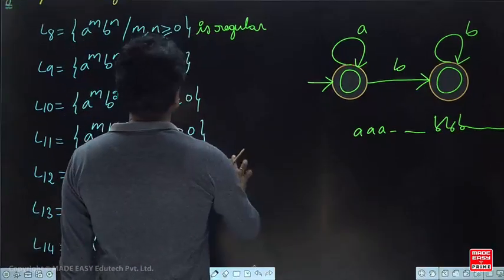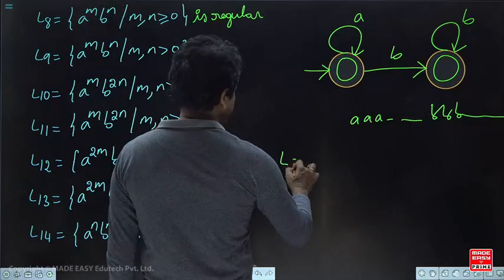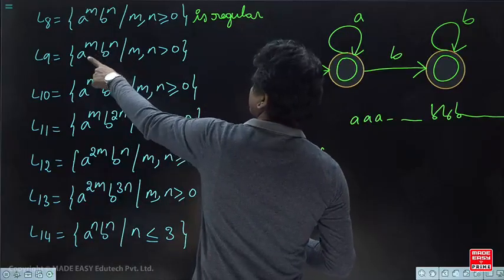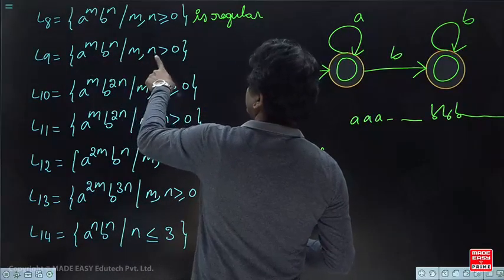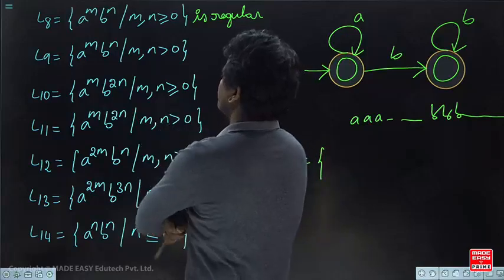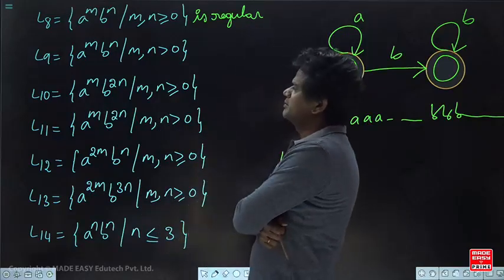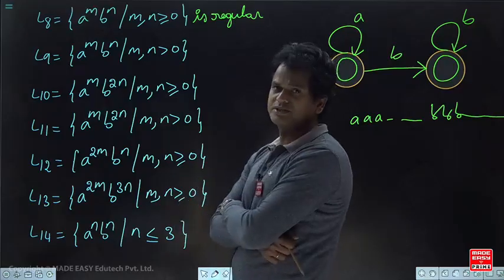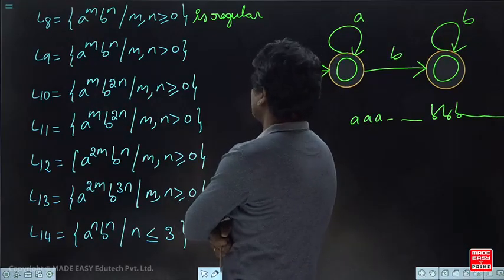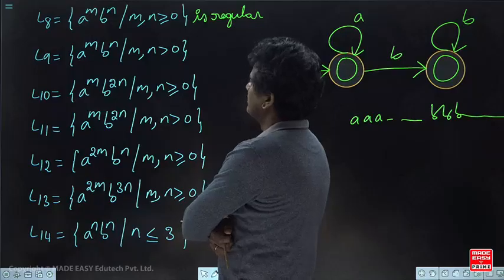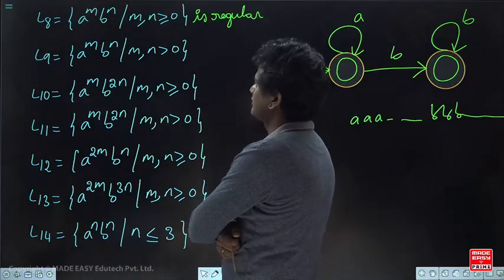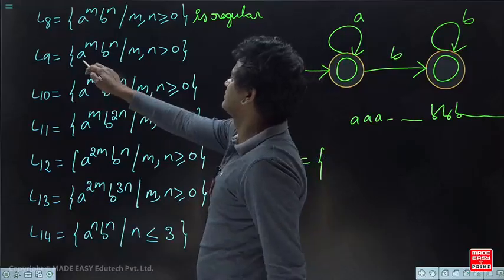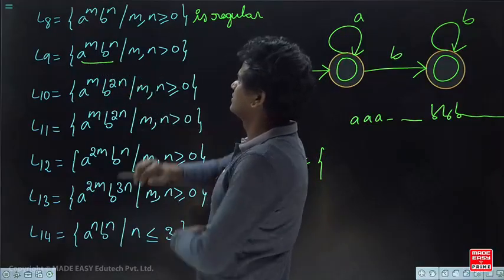What is L9? L9 is A power M, B power N, where M, N greater than 0. That means the minimum M value is 1 and the minimum N value is 1. So A's minimum is 1 and B's minimum is also 1.